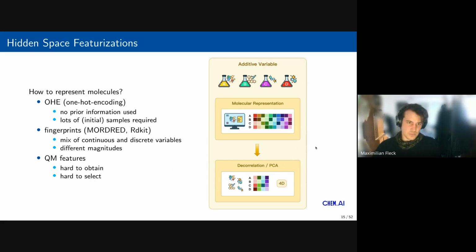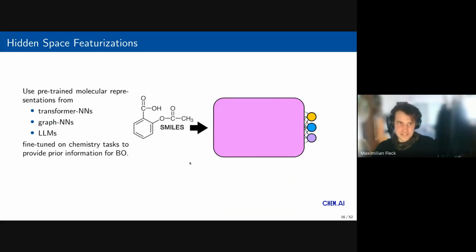So we came up with the idea, or I think the idea is not new, but we wanted to check if it's a valid option. Can we use pre-trained molecular representations from, for example, transformer neural networks, graph neural networks, or LLMs, all three fine-tuned on chemistry tasks, and can we use them to provide prior information for BO?